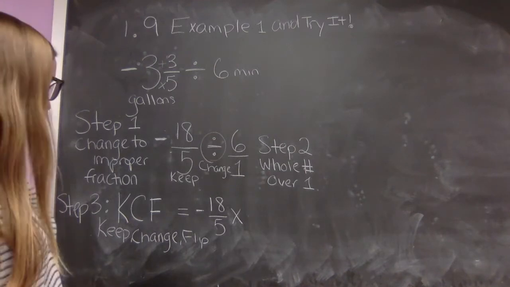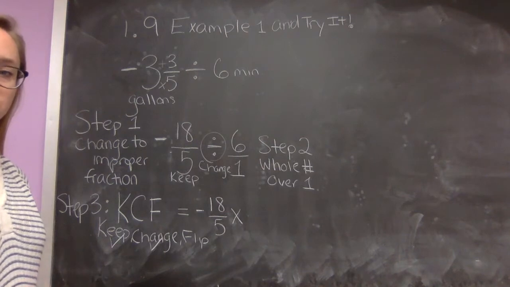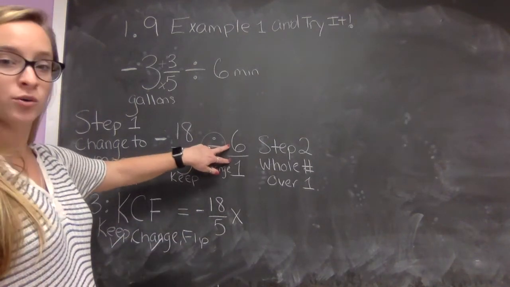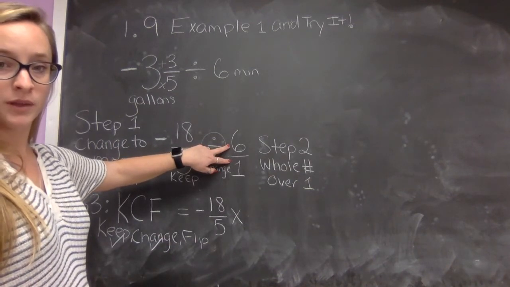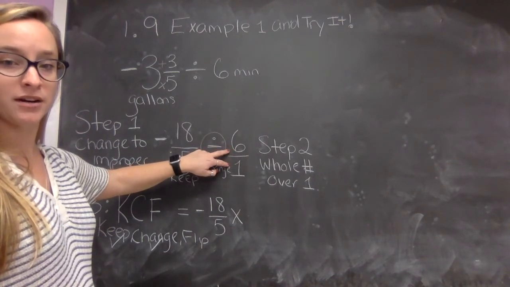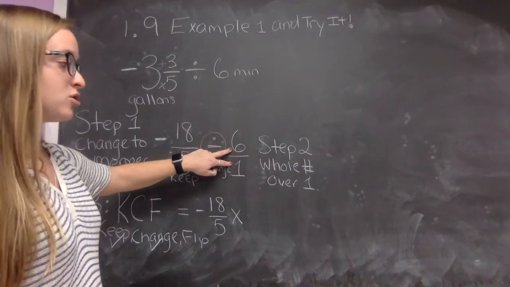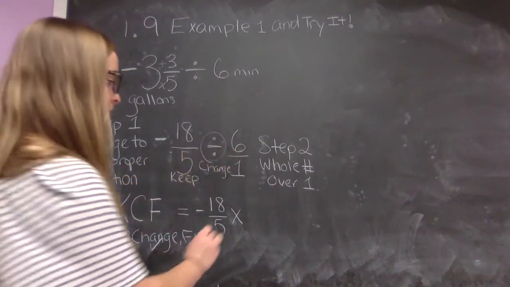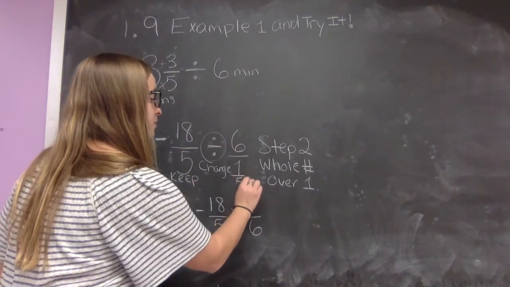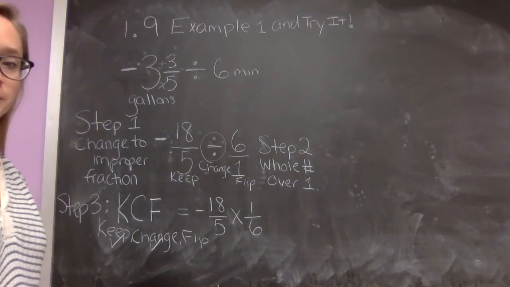Okay, and then the last step, I did my keep, did a change, and now I have to flip. So I am going to flip the 6 over 1 to find its reciprocal. A reciprocal means that you are switching the numerator and denominator. When the numerator and denominator switch for this one, it's going to be 1/6. So I'm going to flip those. Okay?